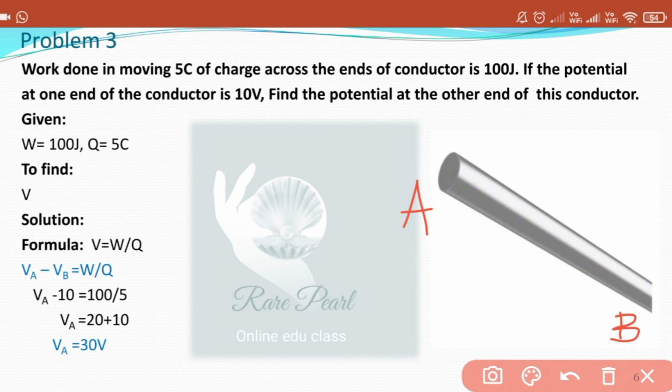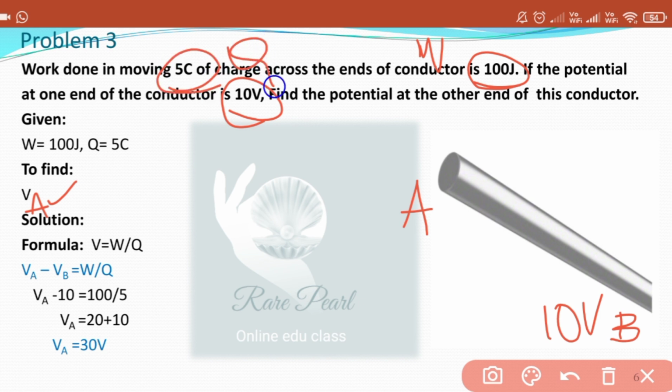So at one end the potential is given as 10 volt. Let us have this end, the potential is 10 volt, and we need to calculate the potential at this end. That is what we need to calculate. So we need to find VA. And what is the amount of work done? 100 joule is the amount of work done in moving 5 coulomb of charge.